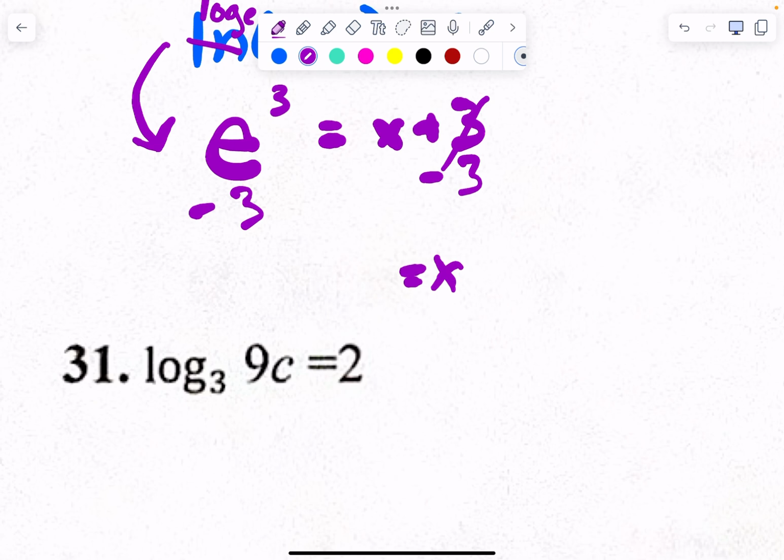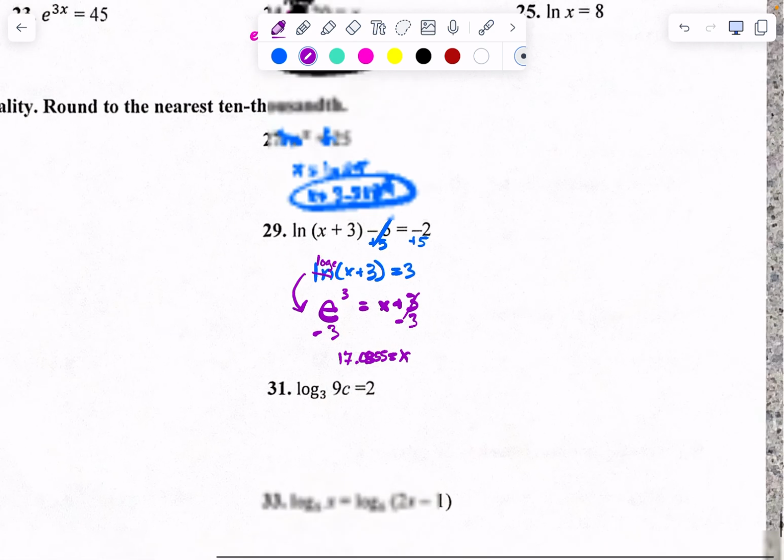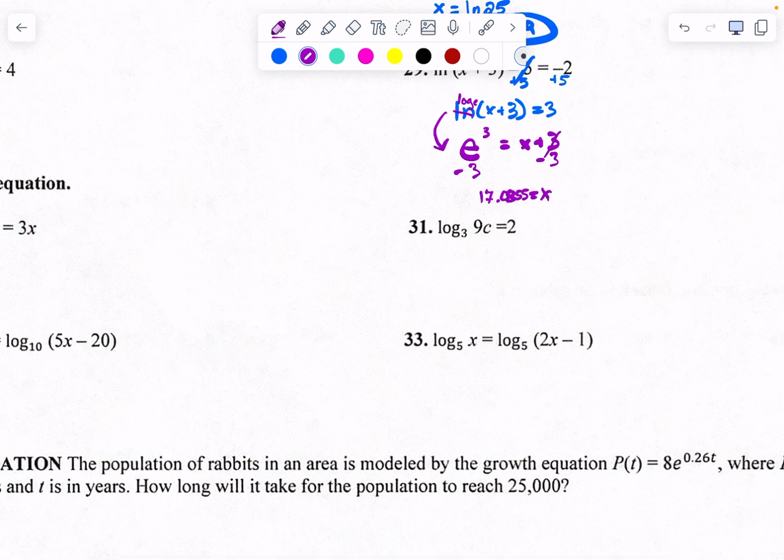It's 17.0855. And we're done. Hey, can you zoom in on my work? I was completely lost.